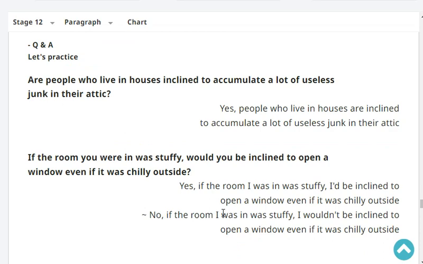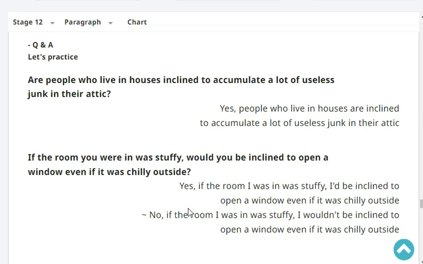Are people who live in houses inclined to accumulate a lot of useless junk in their attic? Yes, people who live in houses are inclined to accumulate a lot of useless junk in their attic.